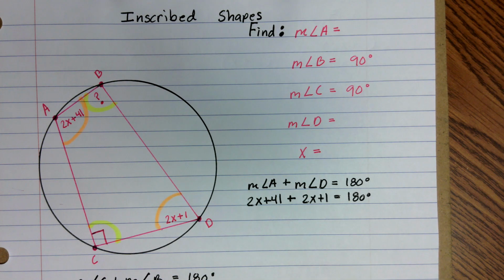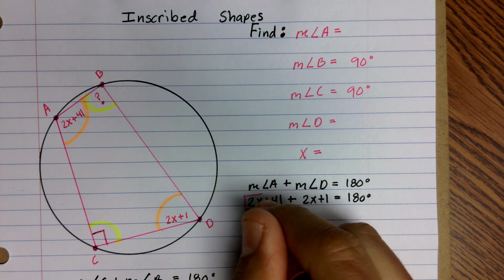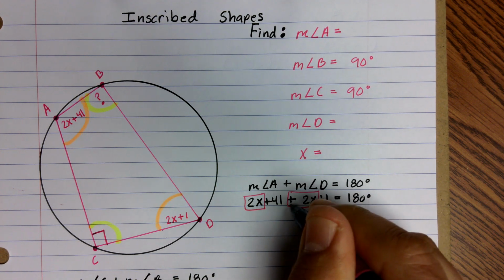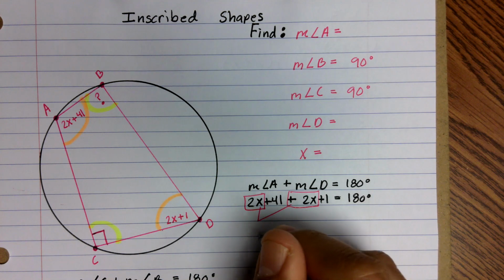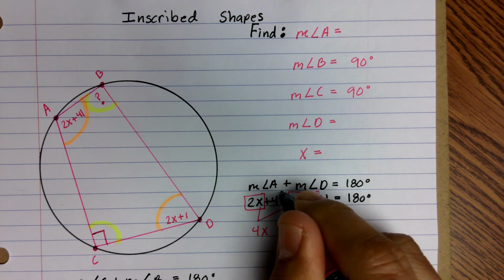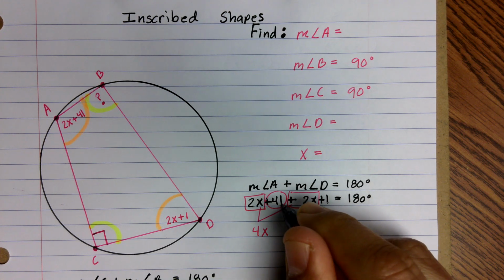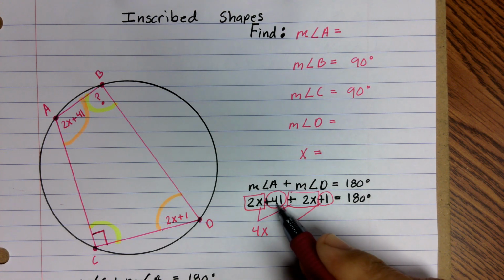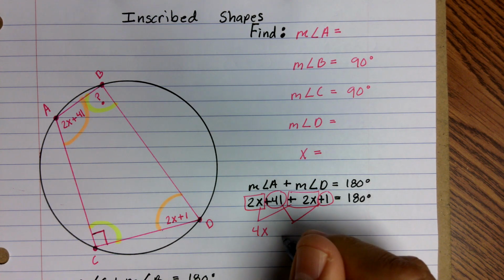So first I'm going to combine my like terms. Now I'm going to box it. I notice we have 2x here and we have positive 2x here. And if I combine them, 2x plus 2x gives me 4x. And then I'm going to circle the constant values. I have 41 right here and positive 1 right here. And 41 plus 1 gives me 42.